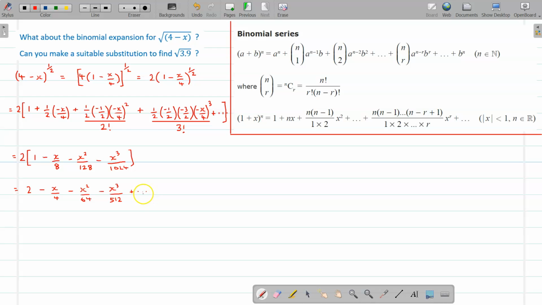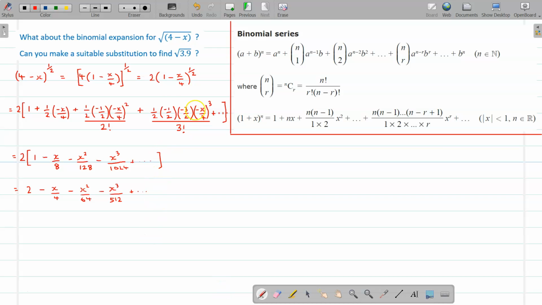But as I said to you earlier, they would become very, very small, because in a minute we're going to replace x with 0.1, and when we do 0.1 cubed over 512, it's going to be a very small number, and then the term here would be even smaller. So we don't need to even worry about them, and you'll see just why in a moment. Okay, I'll just do the same there to show that that continues.